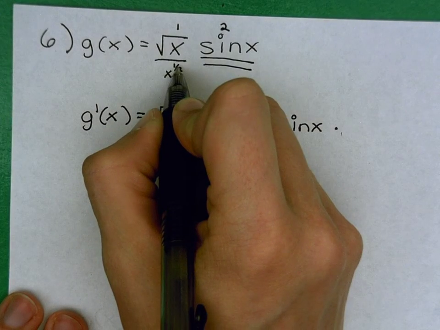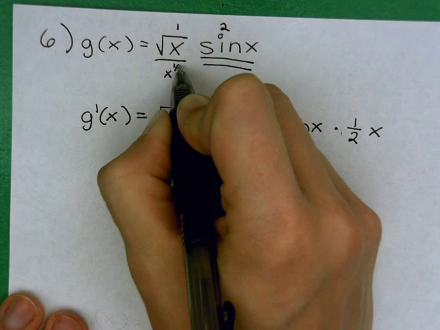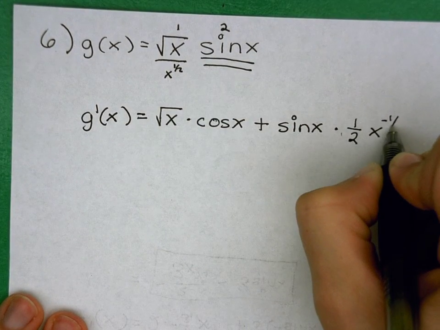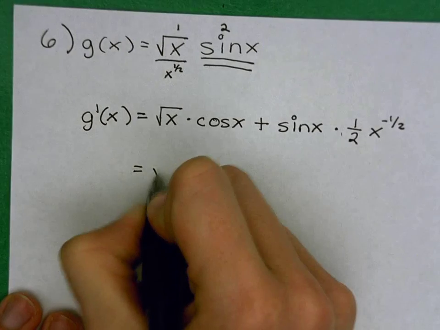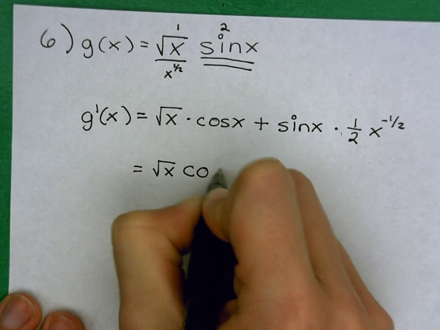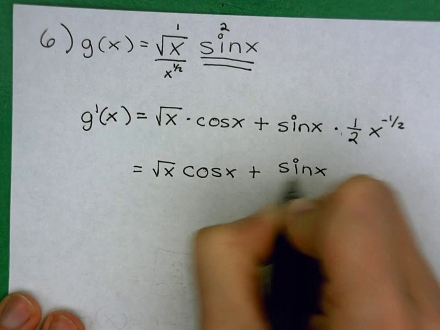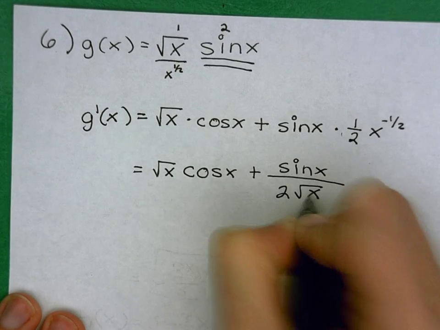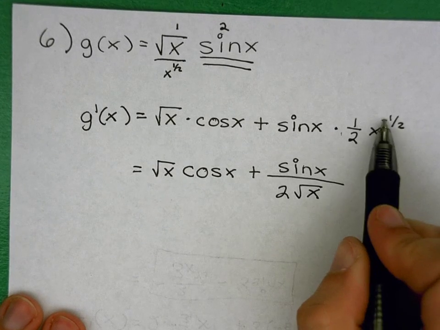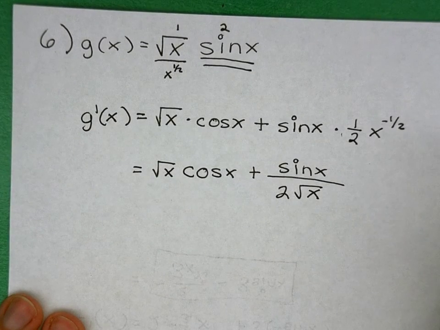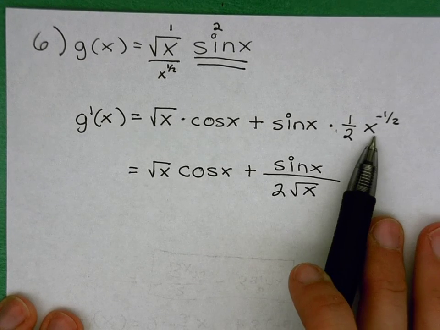So power rule, I bring down that exponent, subtract 1 from that exponent. 1/2 minus 1 is negative 1/2. Okay, so when I clean this up, I have root x cosine x plus sine x over 2 root x. Because of the 1/2, the 2 is in the denominator, and then with the negative exponent, that x will come to the bottom, to the denominator. And so again, this is 1d2 plus 2d1.